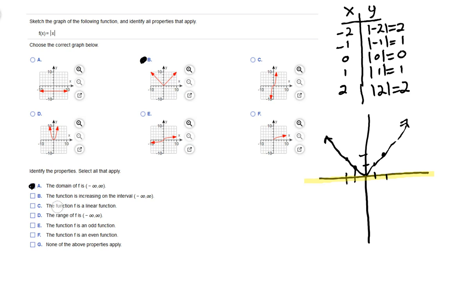The next one says the function f is a linear function. A linear function would be the graph of a straight line. So because I have a V-shaped graph, I'm not going to select that property.